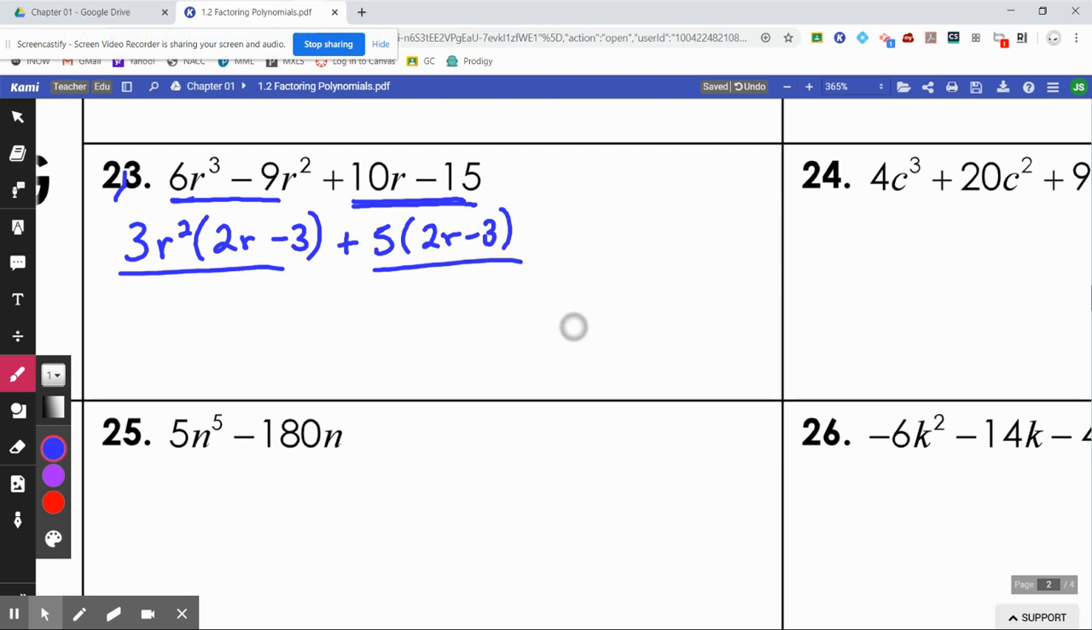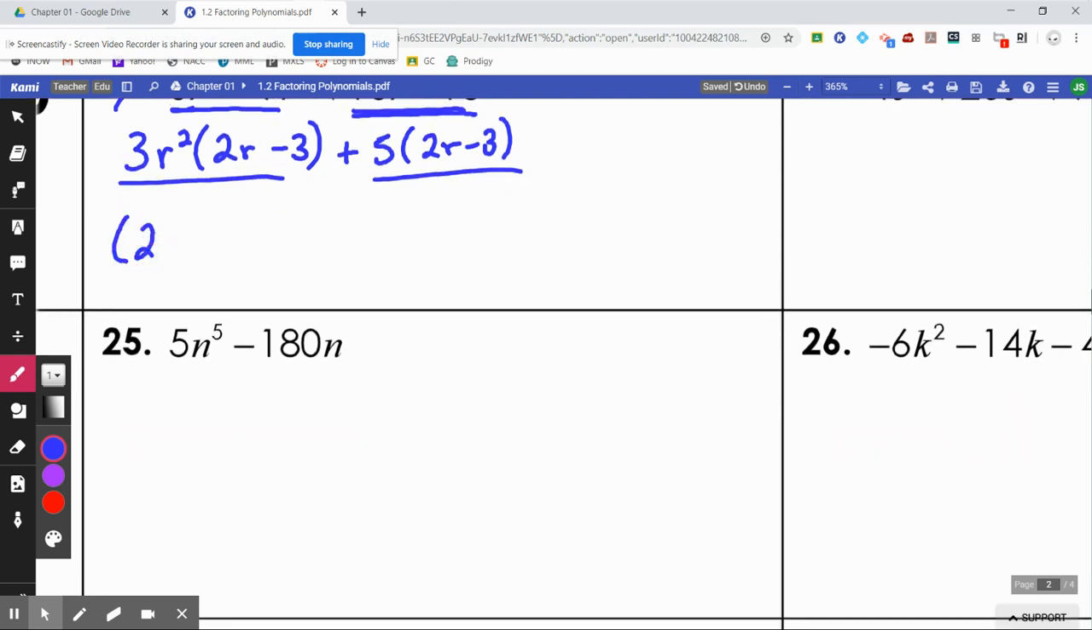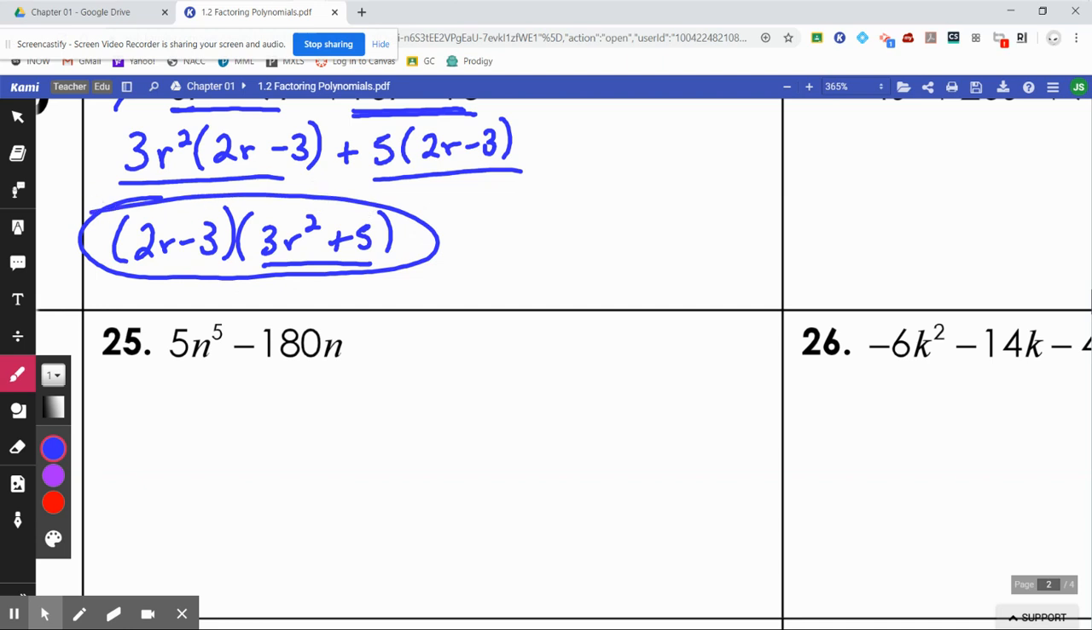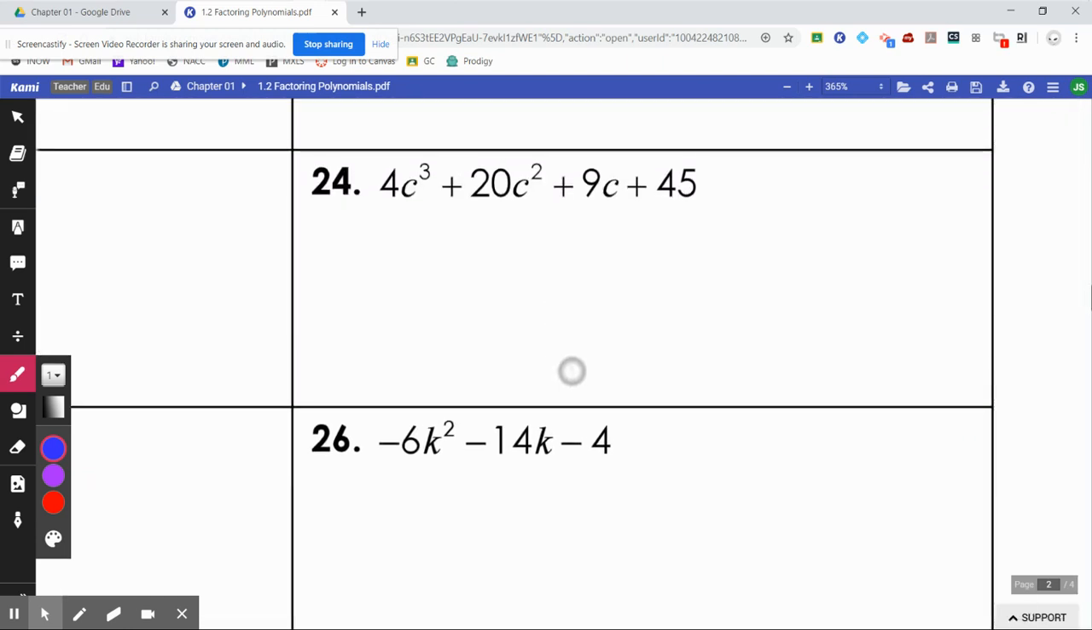The two groups have the same thing in parentheses. Factor that out, 2r minus 3, and you're left with, in the first group, 3r squared. In the second group, plus 5. This will not factor again because, again, it is not difference of squares or sum or difference of cubes.